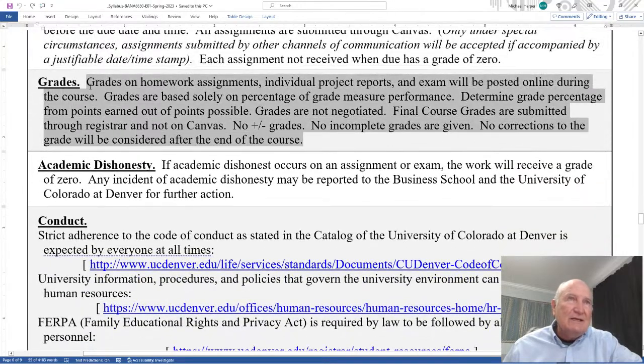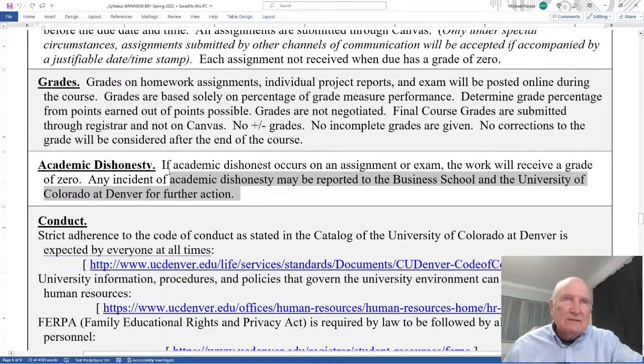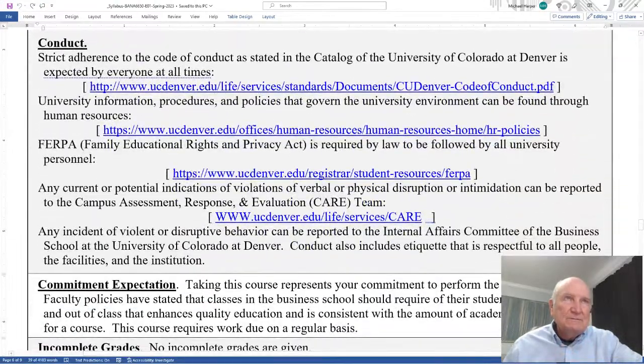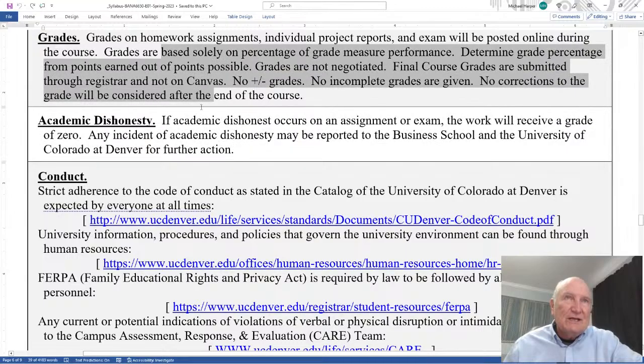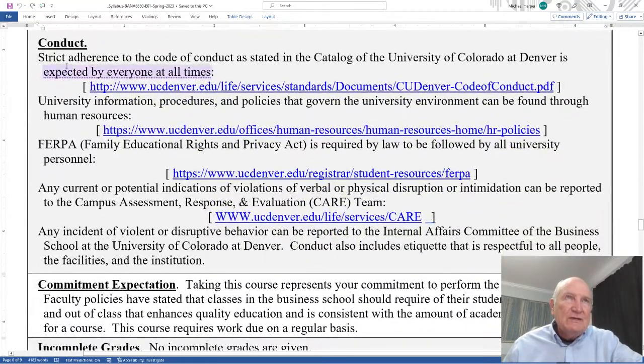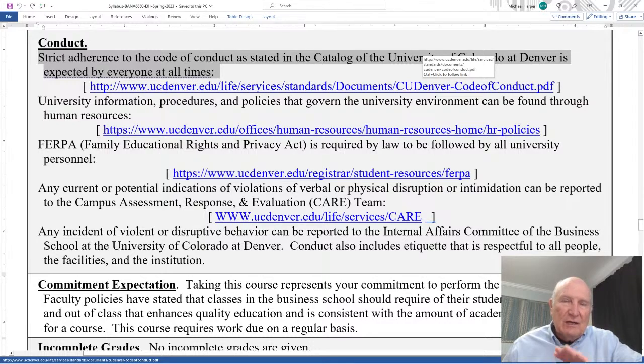I've already said this, and I say it again: grades on the assignments will be posted online. Course grades will be posted to the registrar. Academic dishonesty, I said this, I've repeated it. Conduct. So this is just like a summary. Strict adherence to the code of conduct as stated in the catalog of UCD is expected, and this link goes to the code of conduct. And this code of conduct applies to students, faculty, guests, staff, anybody and everybody. So make sure you're aware of how to conduct yourself in the university.